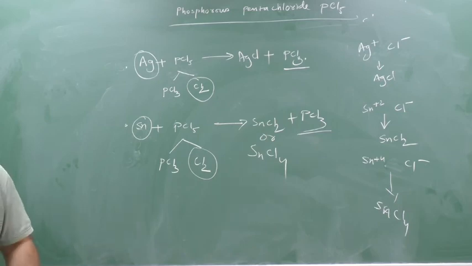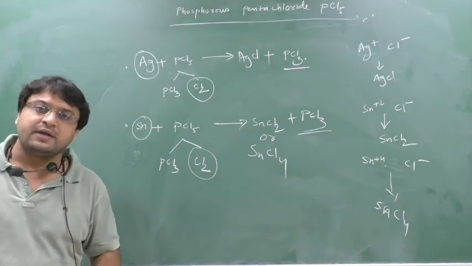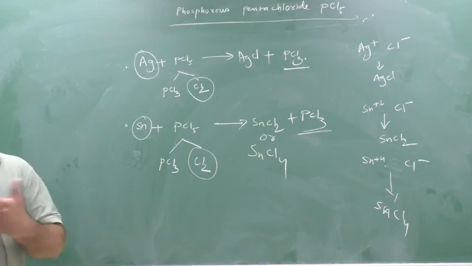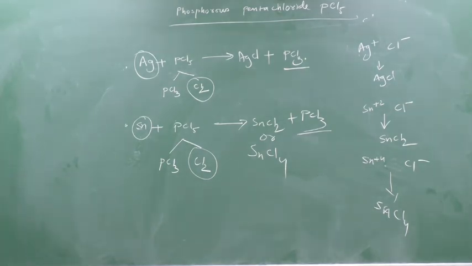So in the next class, I will go with the oxoacids of phosphorus. There your group 15 is over, and then I will continue with group 16. Clear? Thank you.